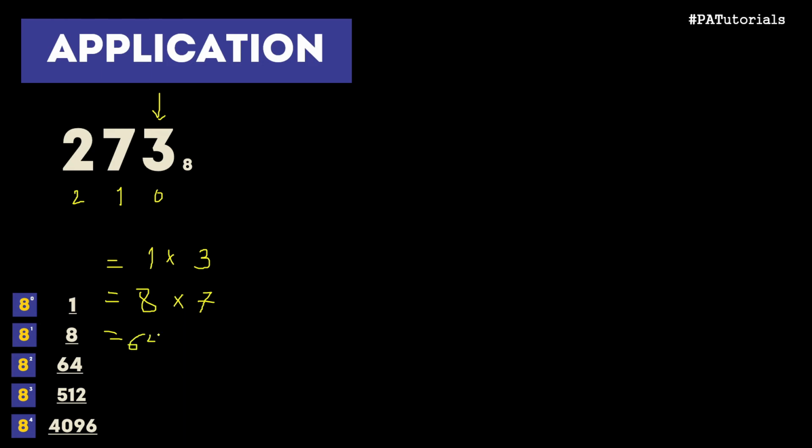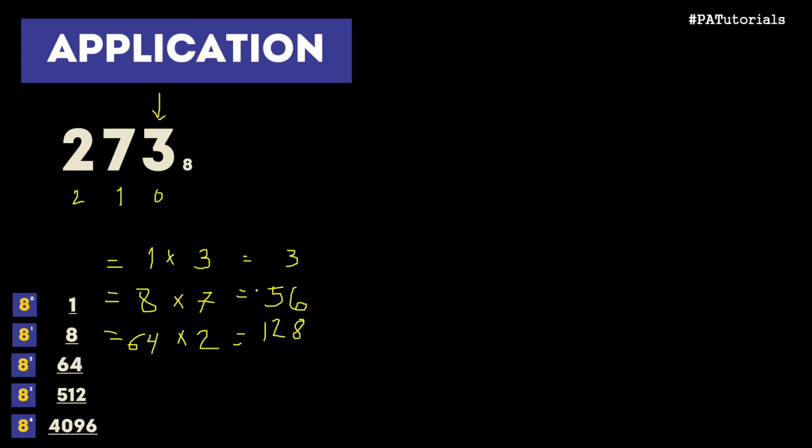Ngayon, yung 64 ay ita-times lang natin dito sa digit niya, which is 2. Okay? So, again guys, kailangan lang natin kuhanin yung sagot. So, 1 times 3, that would be 3. 8 times 7, that would be 56. And then, 64 times 2, that would be 128.